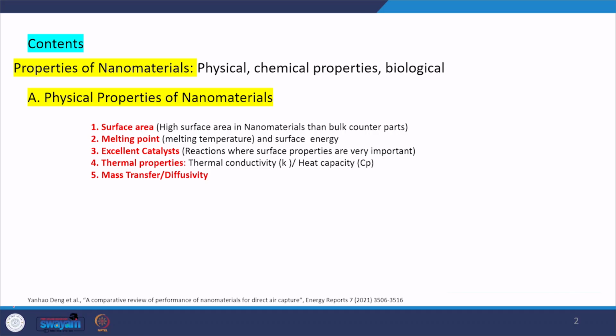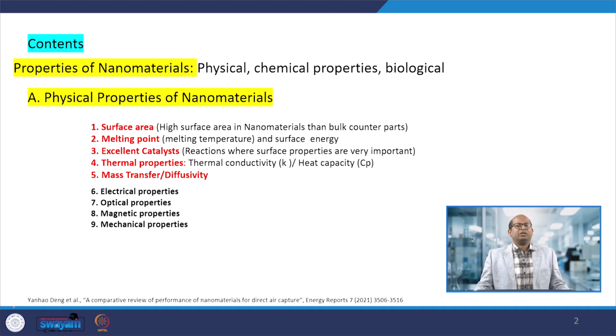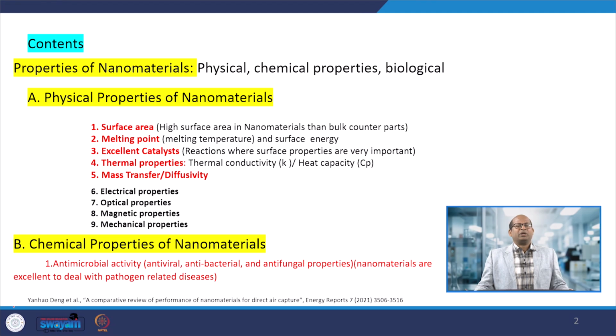The properties of nanomaterials may be physical, chemical or biological. Physical properties include surface area, melting point, catalytic property, thermal property, which may be thermal conductivity or heat capacity, and mass transfer property, meaning how the material is affected once we convert it into nanomaterial. Apart from that, there are electrical, optical, magnetic, mechanical and chemical properties of the materials.